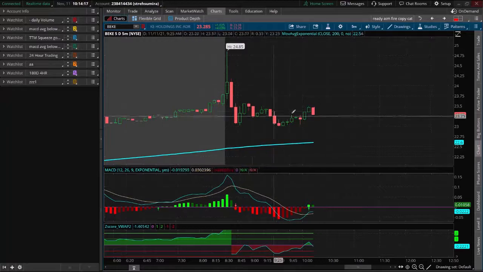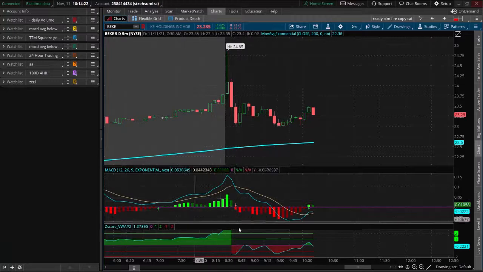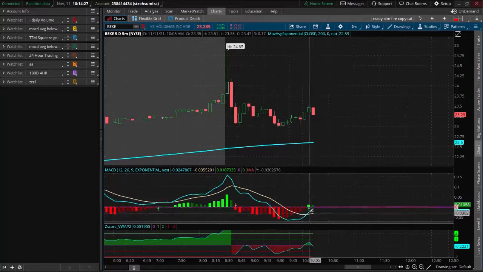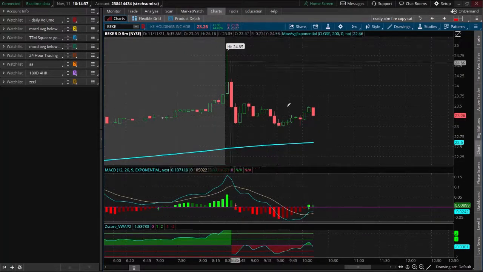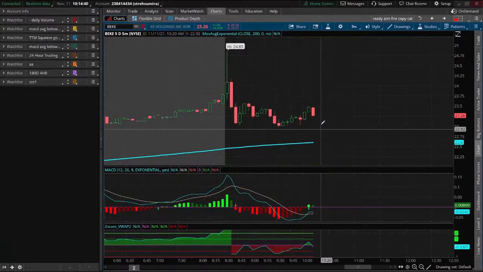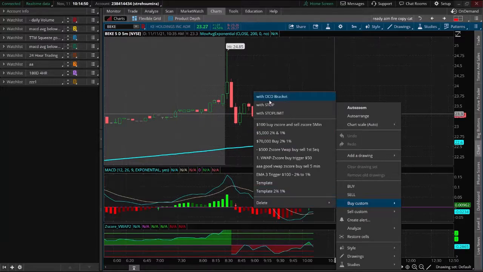All right, so we have our 200 EMA set up here, which is the blue line. We have our MACD set up, and I like to have the little arrows to look at the crossover and see what we're looking at here. So we have our basic setup. Before I get into the scan, let's set up our template for actual buying. The first thing we're going to do is right click anywhere on the screen, buy custom, and OCO bracket.